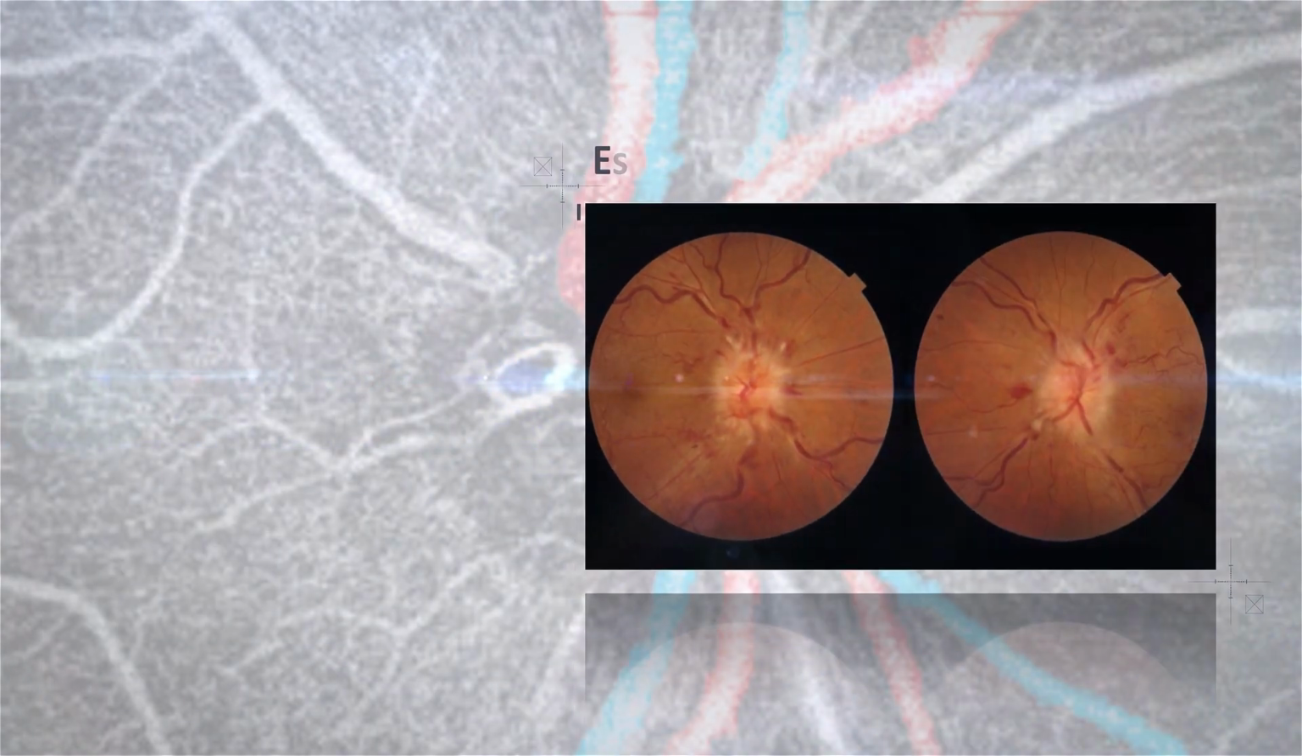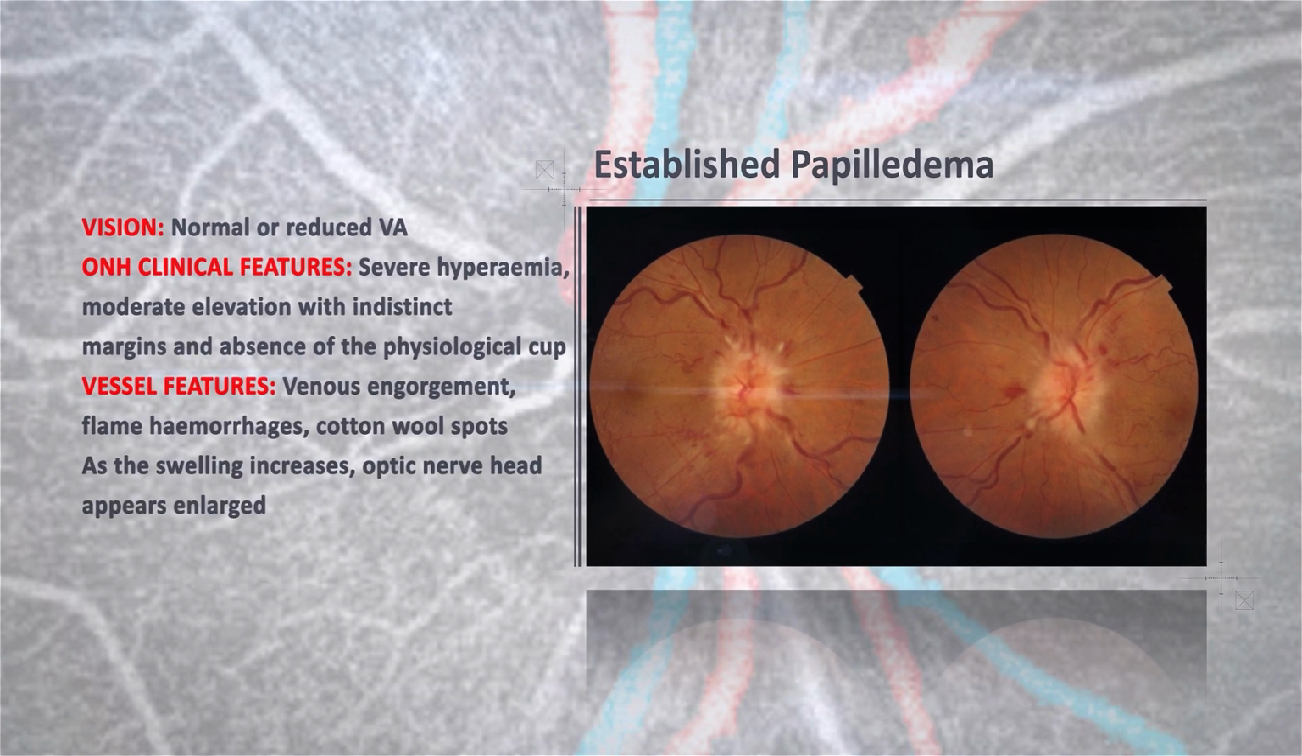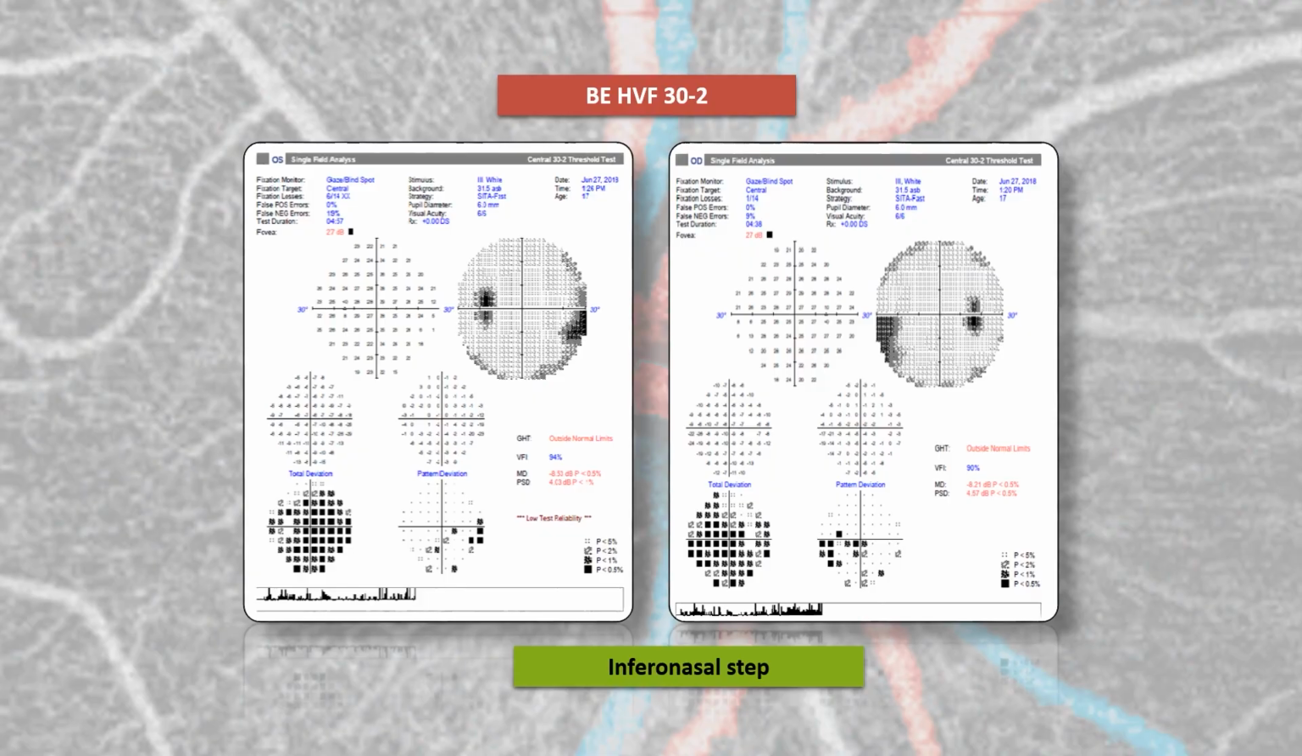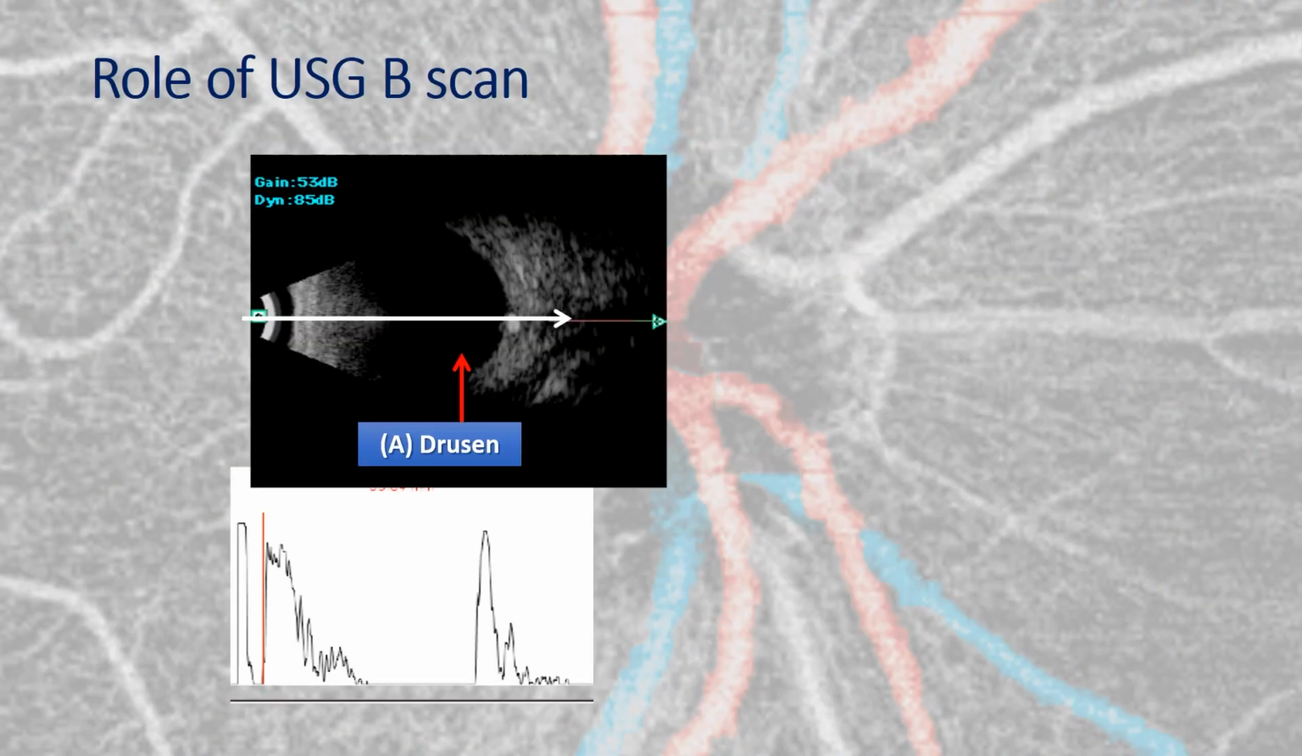In established cases, distinct features are severe hyperemia, moderate elevation, indistinct margins, loss of cupping, and fields may show an inferonasal step or an enlarged blind spot. The role of ultrasound B scan in papilledema is unparalleled.